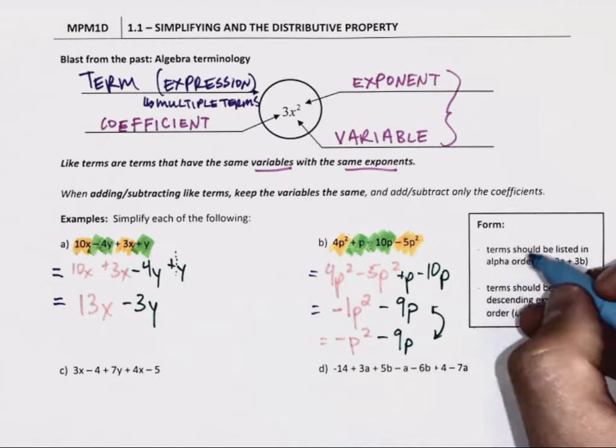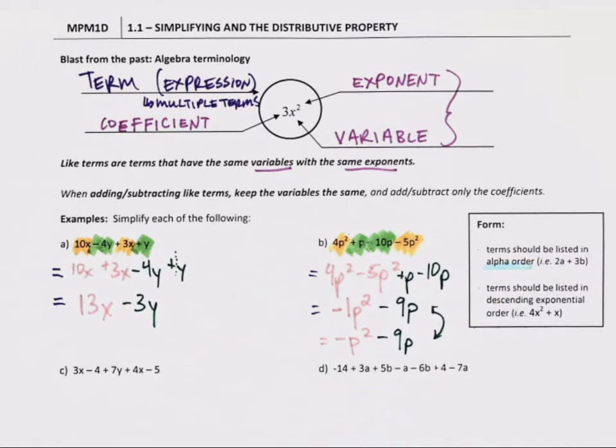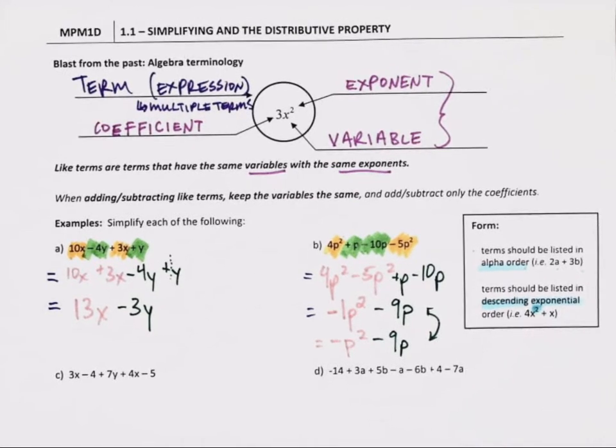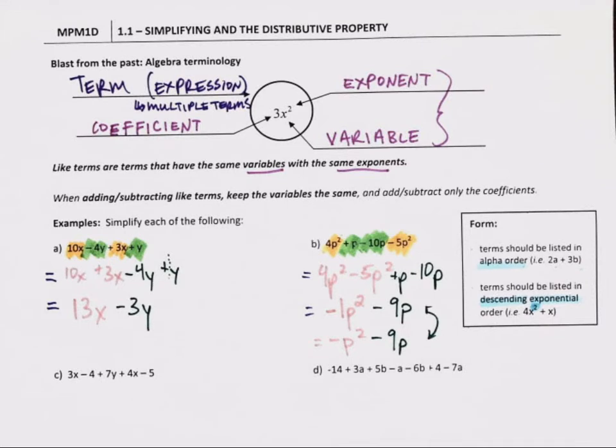Other things to remember. Terms should be listed in alphabetical order, a before b, before c, before d. Terms should be listed in descending exponential order, so the highest exponent goes first. Proper communication, so that's okay.